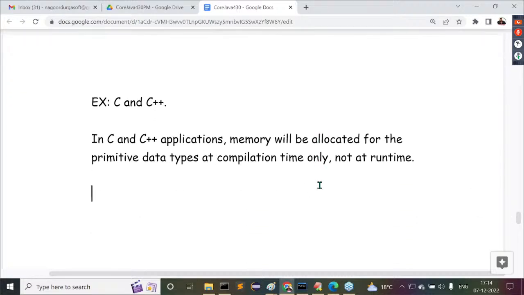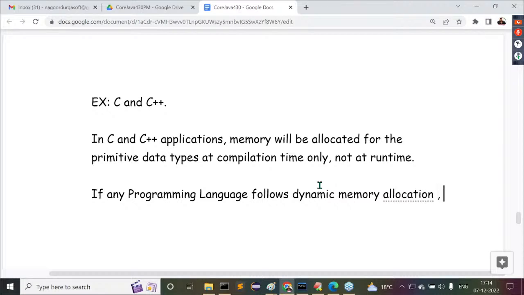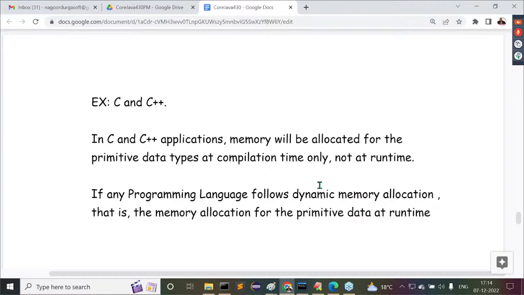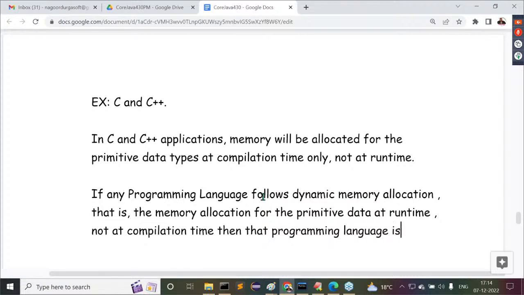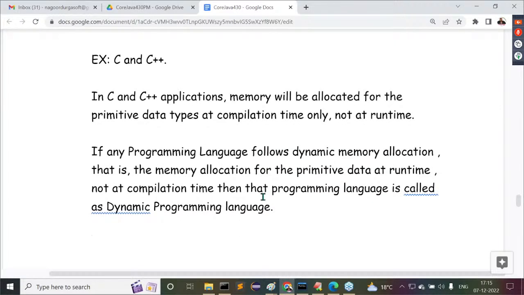Okay, nice. Next is another point I'm telling you. If any programming language follows dynamic memory allocation, that is the memory allocation for the primitive data at runtime, not at a compilation time, then that programming language is called a dynamic programming language.